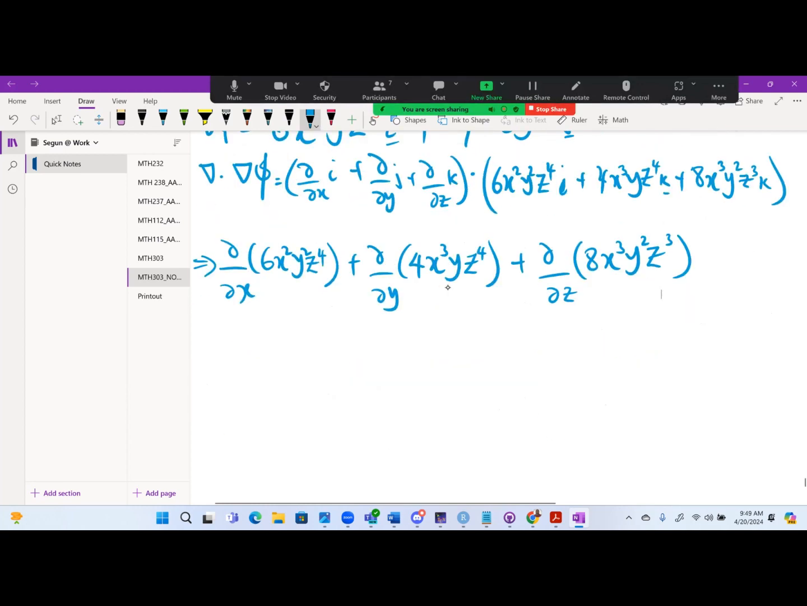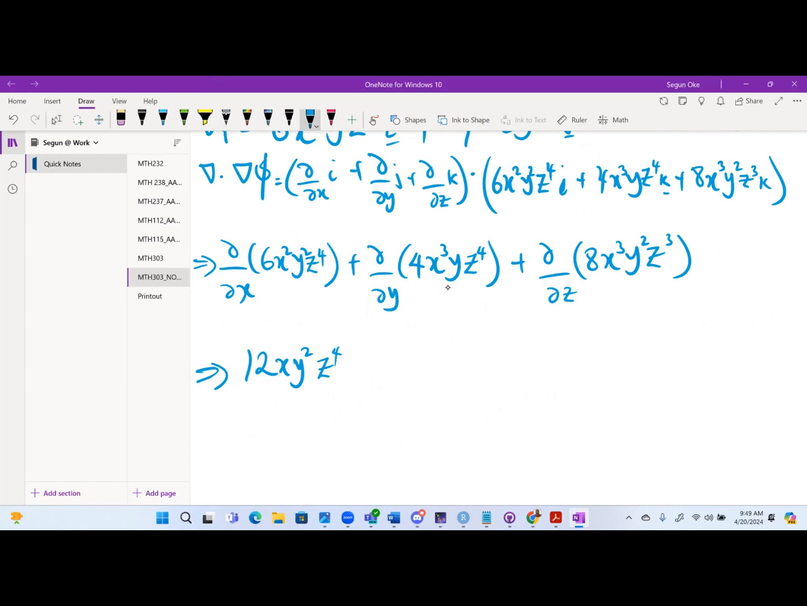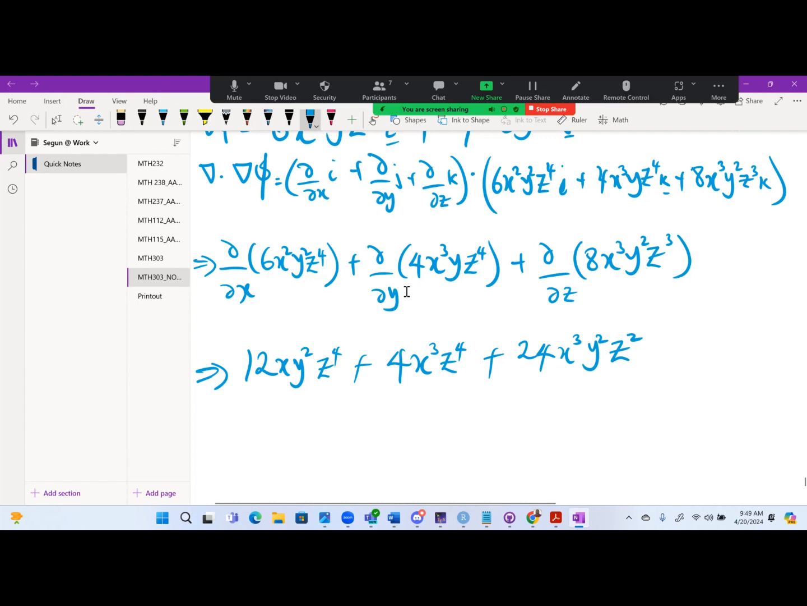So all we need to do is to differentiate. Differentiate this with respect to x, you have 12xy squared z^4. Differentiate this with respect to y, you have 4x cubed z^4. Differentiate it with respect to z, plus 2 times 3 times 8 is 24x cubed y squared z squared. So that is what they ask us to do.